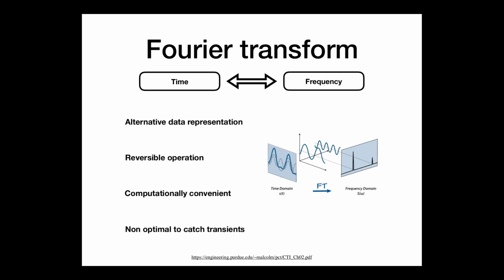It's computationally convenient because there are mathematical operations which are easier if performed in the frequency domain. For example, convolution becomes a multiplication in the frequency domain. And it can also be convenient from a mathematical point of view if we want to solve some differential equation. But it has a counter effect, which is that the Fourier transform is not an optimal transformation to represent short transients in the signal.